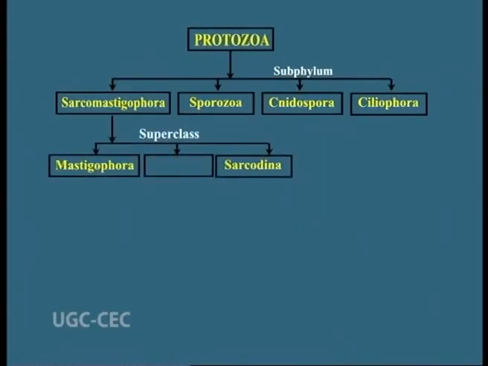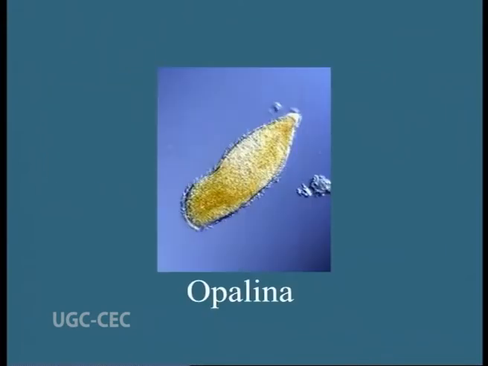Superclass Opalinata. Example is Opalina. They have numerous cilia-like organelles in oblique rows all over the body. Cyclostome absent. Nuclei 2 to many and monomorphic. Reproduction by somatogenic binary fission or by syngamy of anisogametes. All are parasitic.